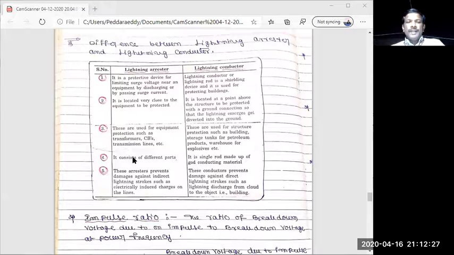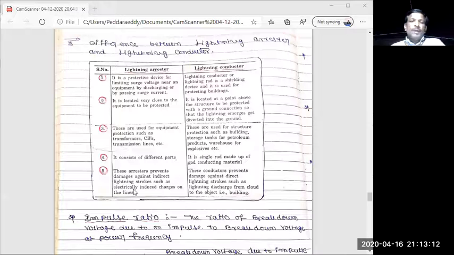Coming to lightning arrester, it consists of different parts. The topmost part is the conductor, and at the bottom is the earth point. In between these two are spark gaps and non-linear resistance, a series combination of spark gap and non-linear resistance. But coming to a lightning conductor, it is a single rod, made up of good conducting material like copper.